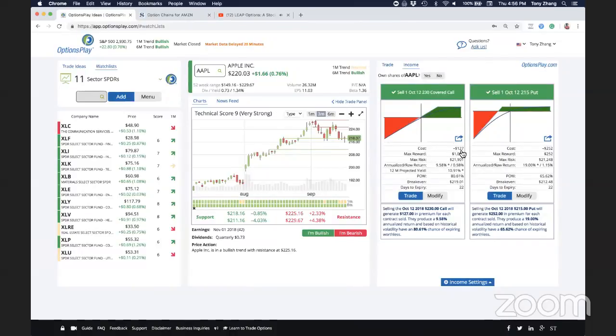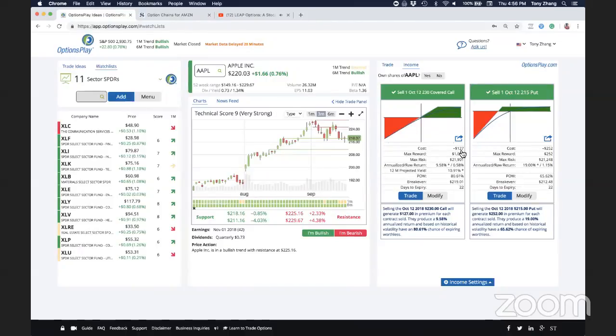So I can reduce the cost of my leap option from $4,300 down to about $3,000 by selling covered calls against it. So that's really one of the benefits of a poor man's covered call, because you can significantly reduce your cost basis of the long position that you have by buying a leap option compared to just buying an outright stock.